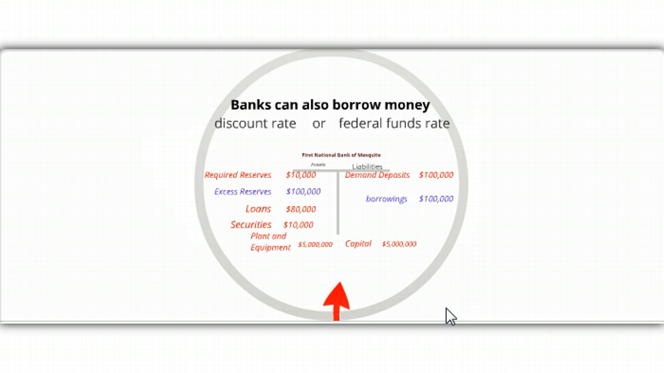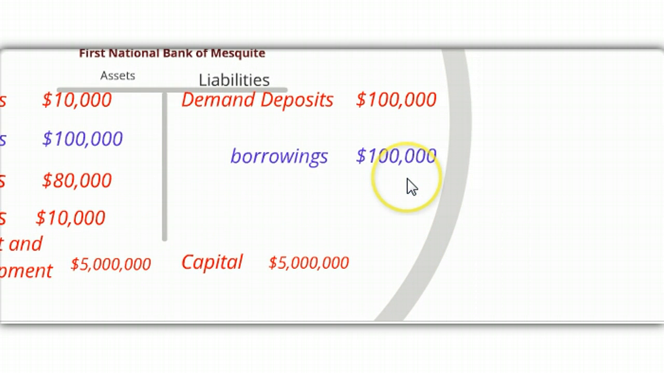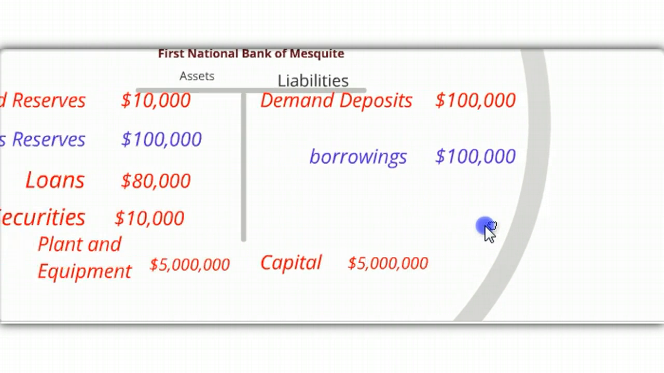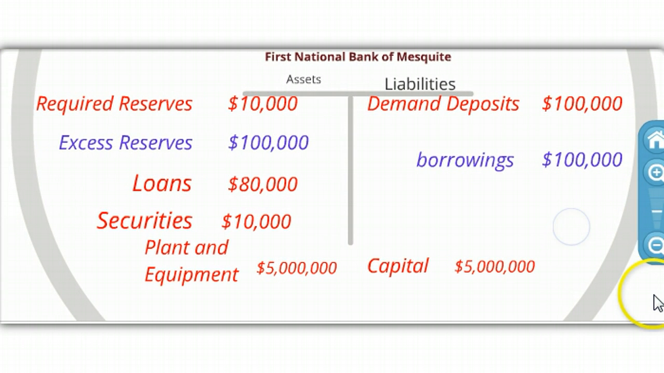But when they borrow money from the discount window or from the federal funds rate, this goes into their liabilities because now they owe $100,000. Okay, but at the same time, it goes into their excess reserves, and that money they can now lend out if they would like to.